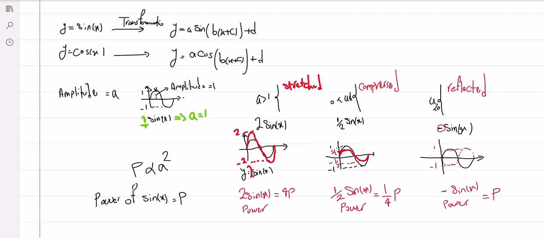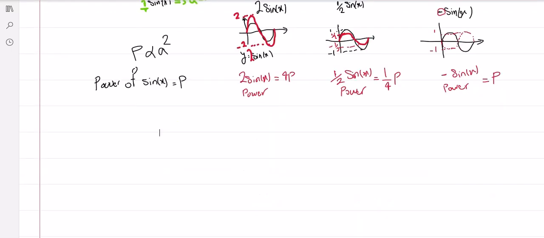So based off these examples, we can see how the amplitude change can affect the wave's power. If it is more than 1 and it is a stretch, it means that the power is going to be increased. And if it is between 0 and 1, it means that the power is going to be decreased. And if it is only a negative 1, it is being reflected, but the power doesn't change.